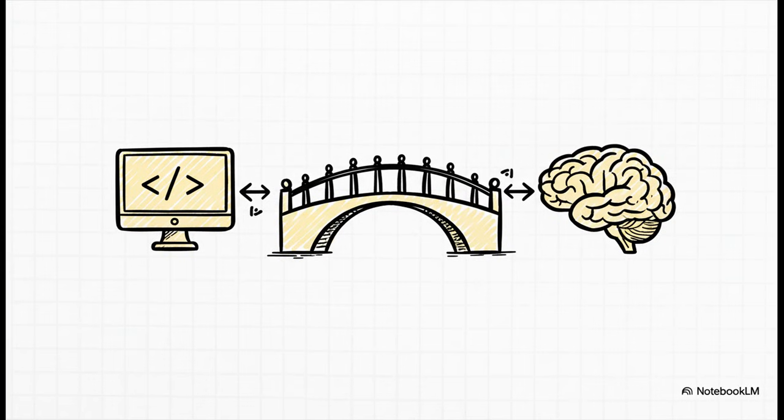I want you to think of what we're doing here as building a bridge. On one side of the river, you have your application code doing its thing. On the other side, you've got the massive power of a large language model. Our API, that's Application Programming Interface, is that bridge. It's what allows the two sides to talk to each other seamlessly.